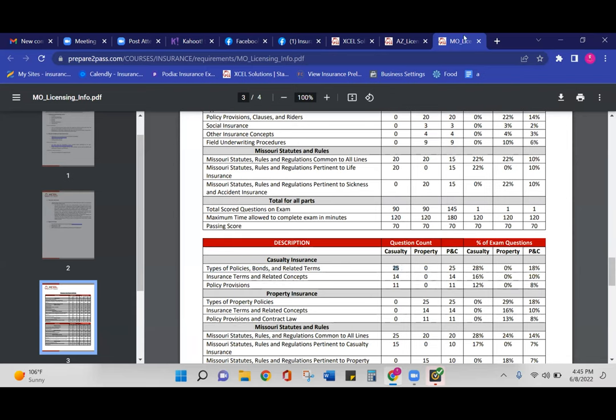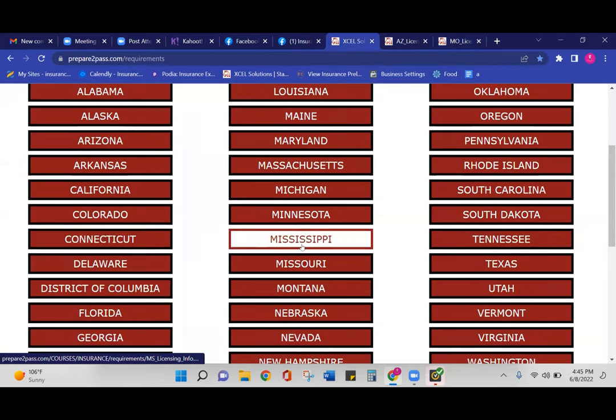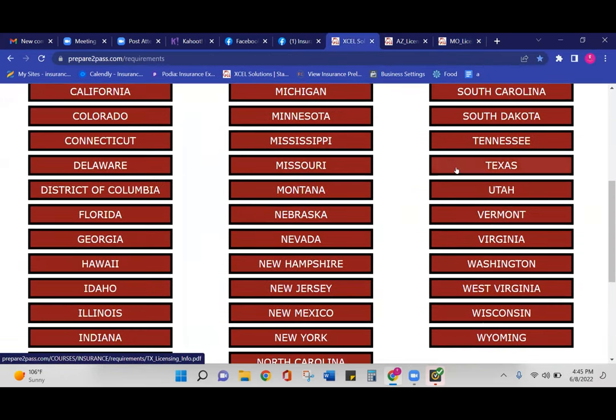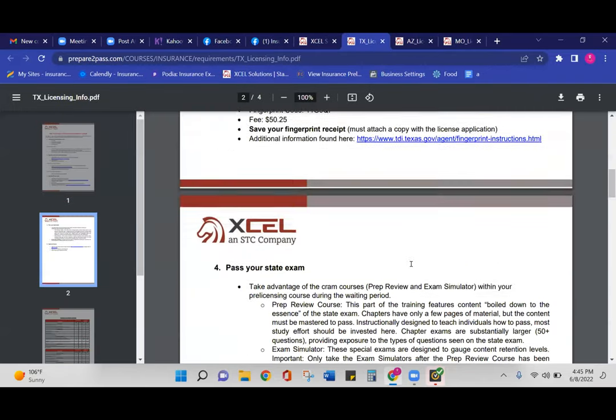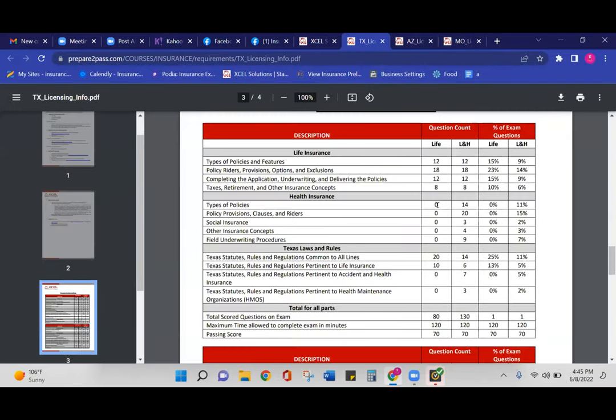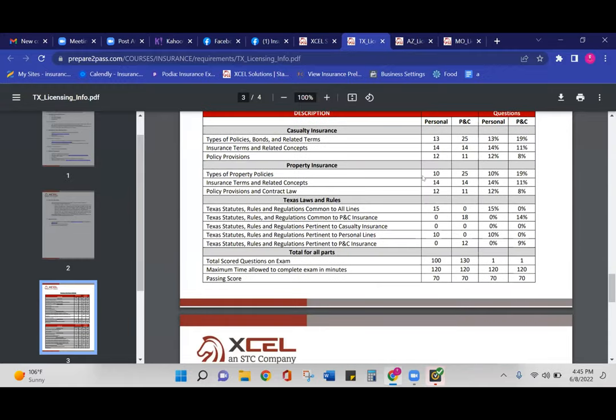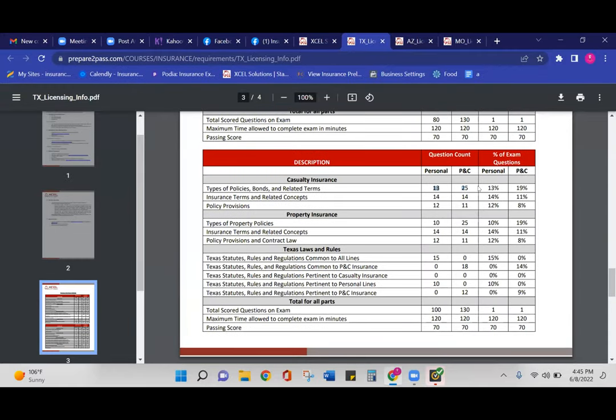If we're looking at Missouri right now, under casualty, types of policies is 25 in Missouri. But oh, we were doing Texas. Where's my Texas? In Texas, instead of 25, it is 13, or well, 25 for property casualty, right? So the numbers might be a little bit off, but the explanation of the chapter is the same no matter what state you're in, if that's the title of your chapter.